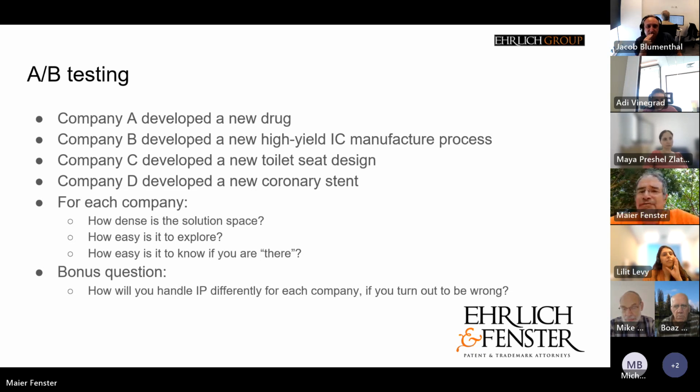Ask yourself, for each one, how dense is the solution space? The toilets, I can already tell you, very dense. How easy is it to explore? How easy is it to know that you got it? And as a bonus question, what if you're wrong? What are you going to do?